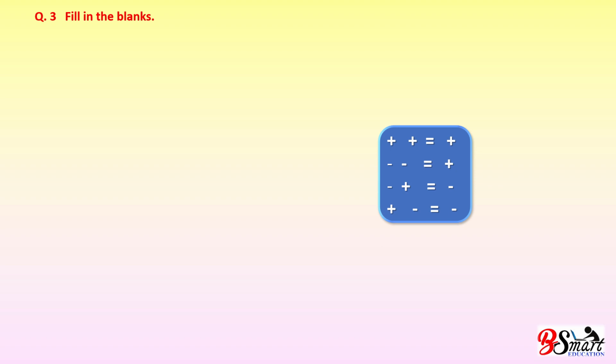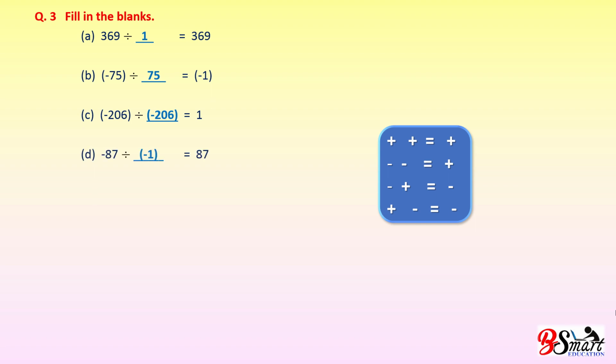Question number 3. Fill in the blanks. First blank: 369 divided by blank equals 369. Which number can we write in this blank? The answer will be the same, a positive integer. If we use plus 1 here, then the answer will be the same, a positive integer. In all these blanks, we use numbers according to the given formulas table.